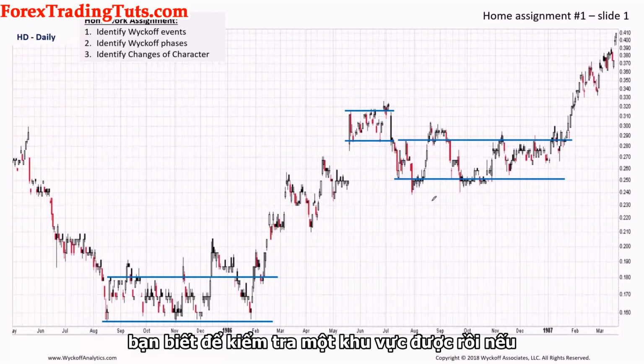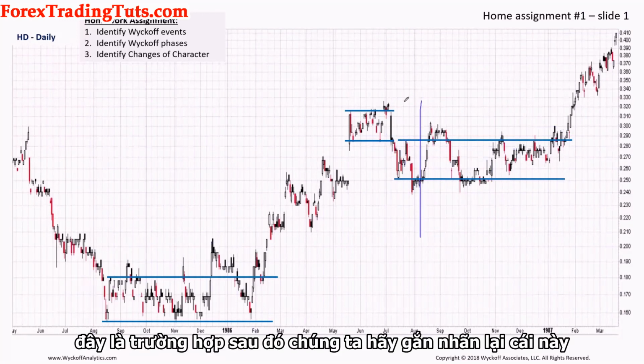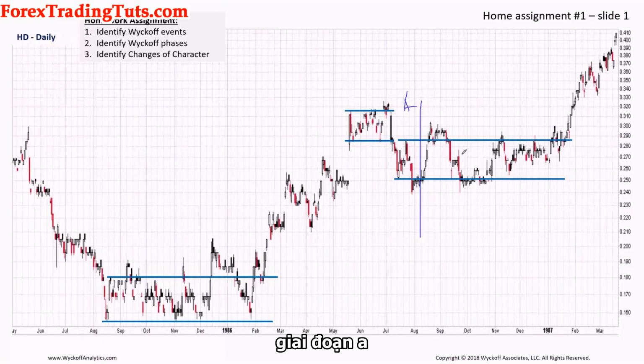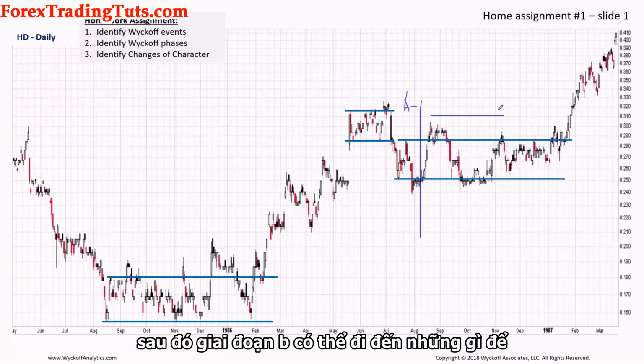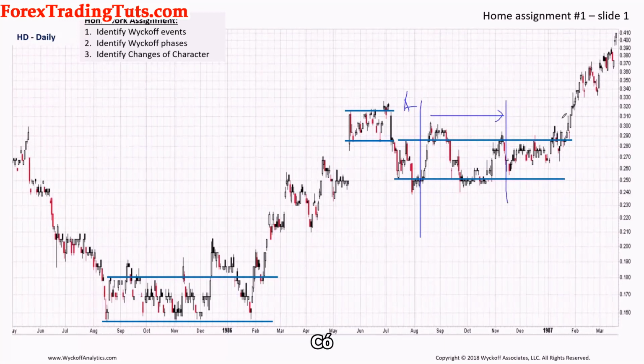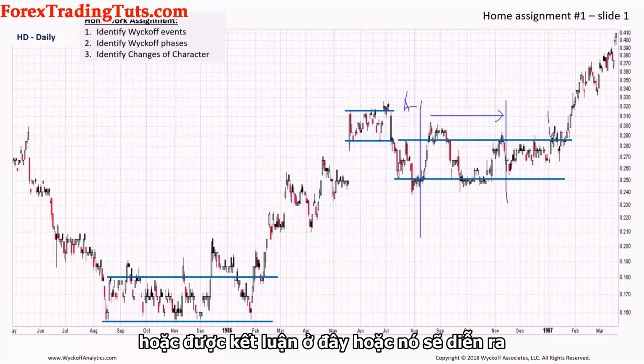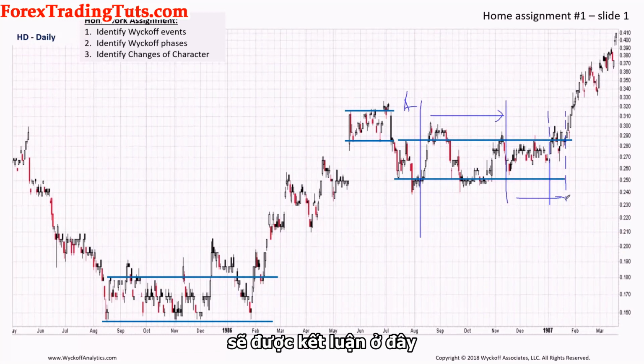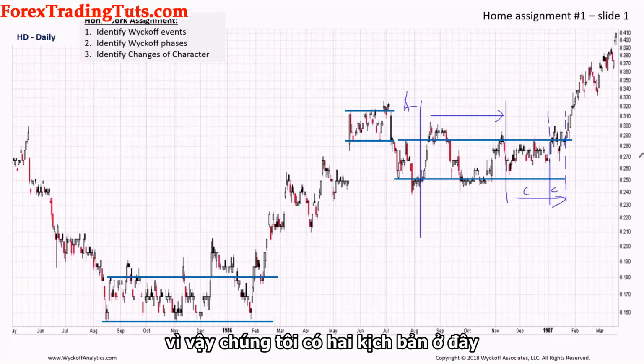Okay, so if this is the case, then let's relabel this. Phase A. Then phase B probably goes to what? To this point right here, right? Yes. And then phase C is going to either be concluded here or it's going to be concluded here. So we have two scenarios here.